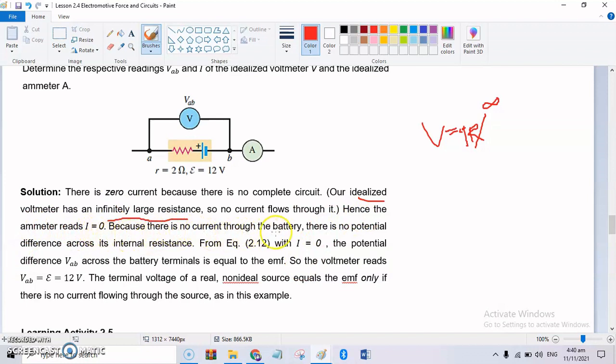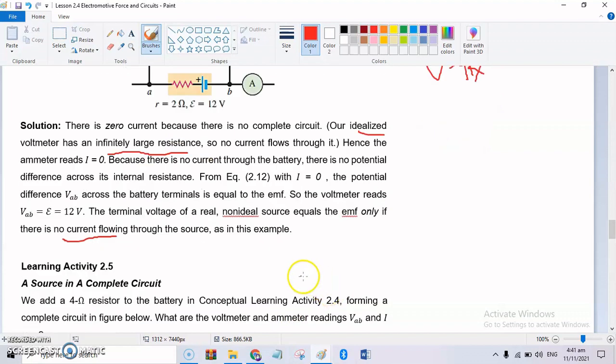Because there is no current through the battery, there is no potential difference across its internal resistance. Okay? So, when we have current equal to 0, the potential difference is equal to the EMF. That is equal to 12 volt. And the terminal voltage of a real non-ideal source equals the EMF only if there is no current flowing through the source, as in this example.